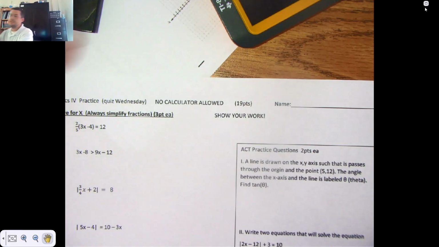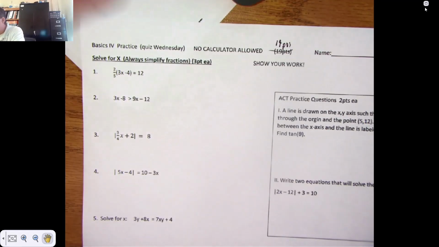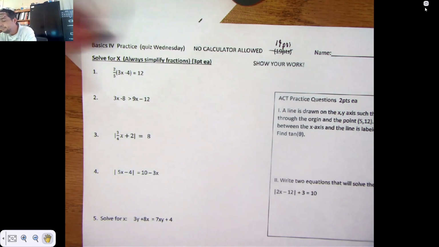By the time you see this, I'll have this corrected. It's going to be worth more than 9. Oh, sorry, this is 19 points. The practice sheet alone is 19 points. And it's going to be a longer basics quiz than usual because it has some stuff that kids are saying they don't want to do and they don't want to learn. But you need to learn it.